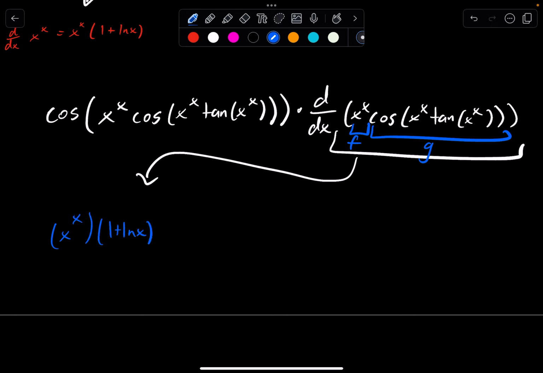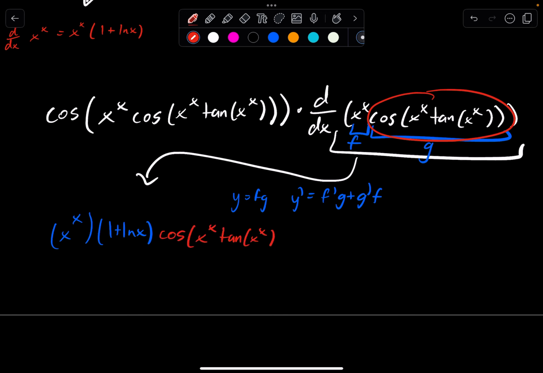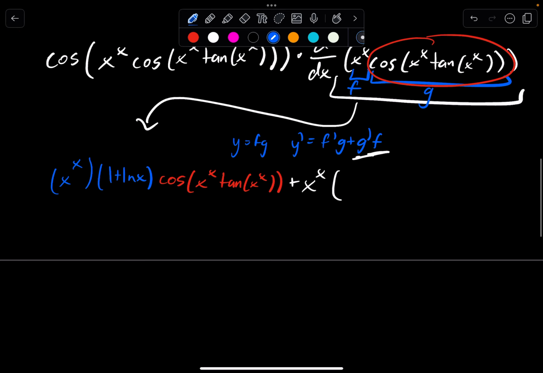And then the product rule says that if y equals fg, y prime equals f prime g plus g prime f, just like that. So this is f prime, then we have to do g, which is this thing, so cosine of x to the x tangent x to the x, plus g prime, which we'll get to in a second, and let me just write the f. The f here was x to the x, so x to the x, and then g prime is what we have to differentiate. So times the derivative of cosine of x to the x tangent of x to the x. And we'll unravel all of this, it'll all make more sense.